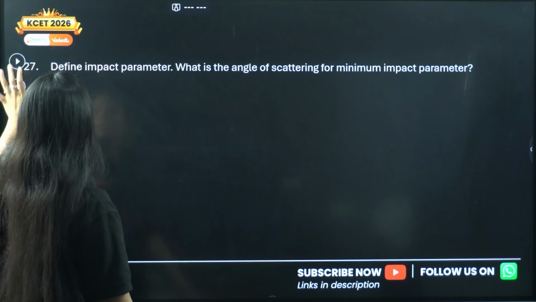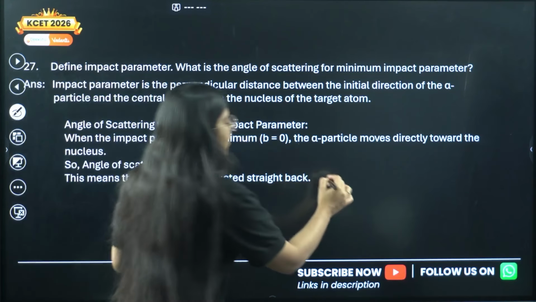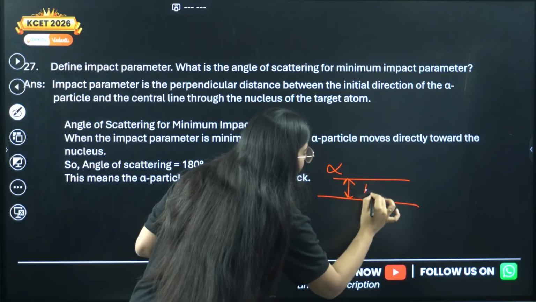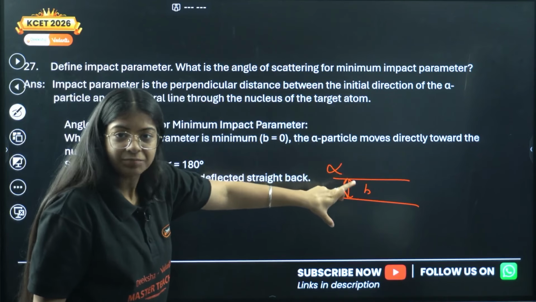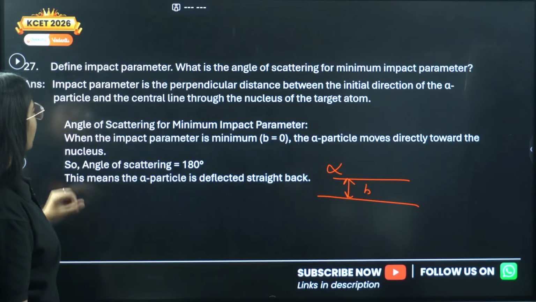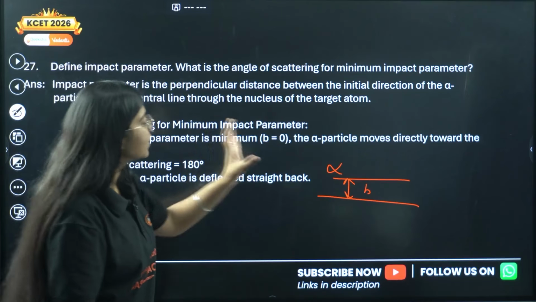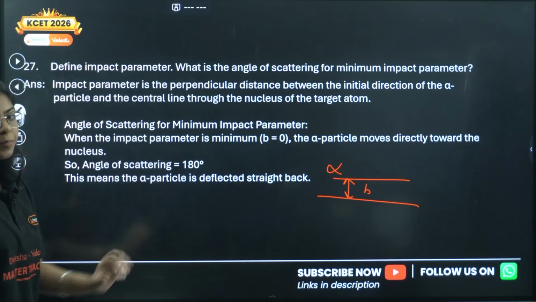Let's see if we answered it correctly. Impact parameter is the perpendicular distance between the initial direction of the alpha particle and the central line through the nucleus of the target atom. Correct, that's what I told you. So this is what impact parameter is.